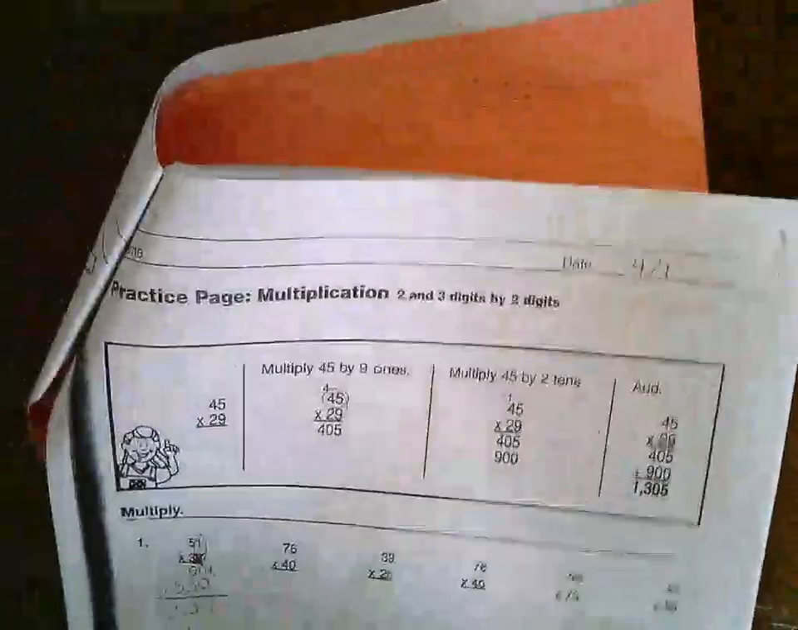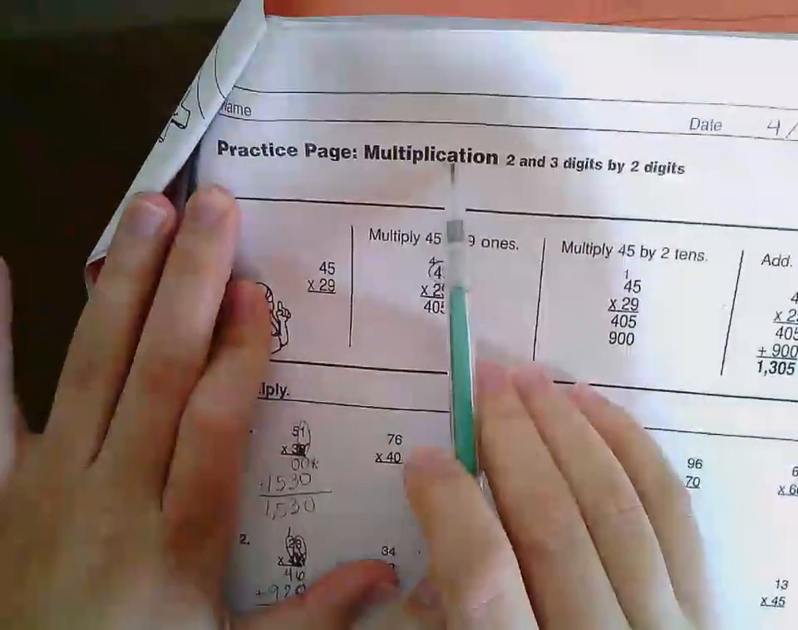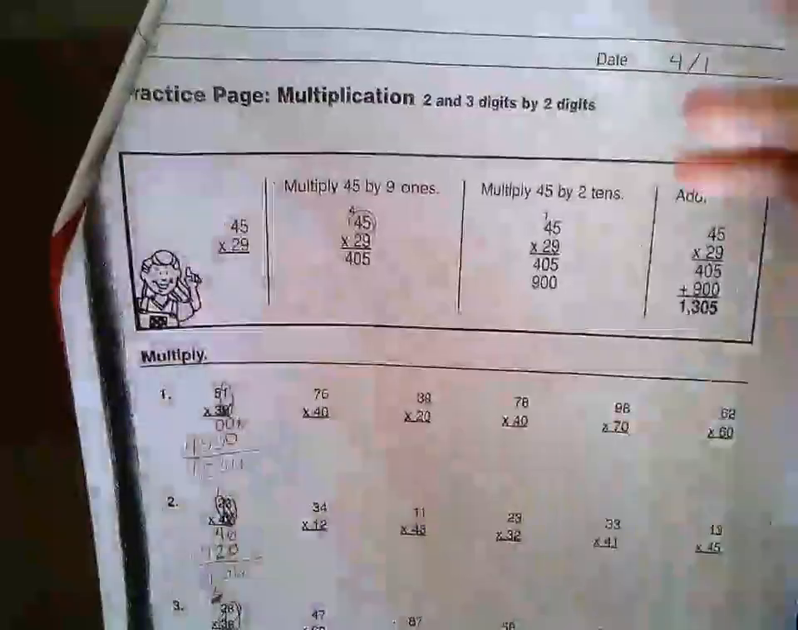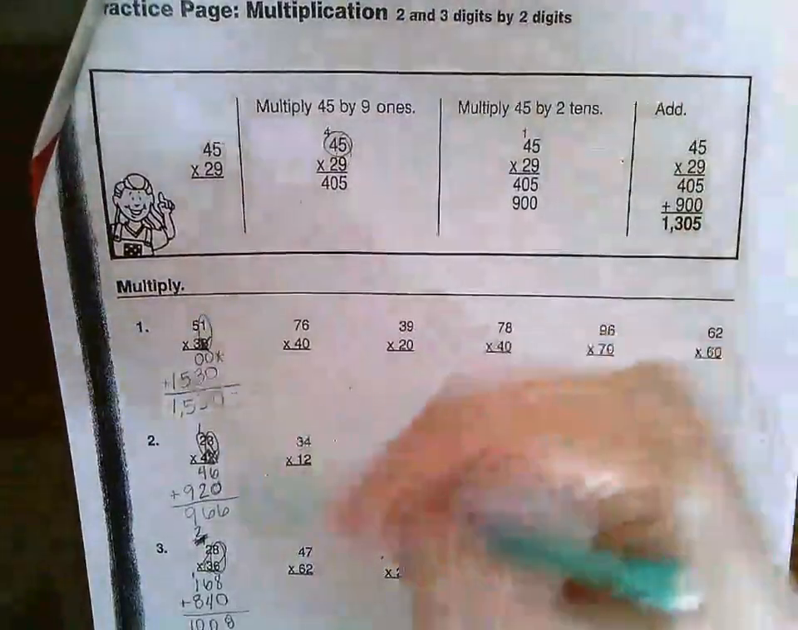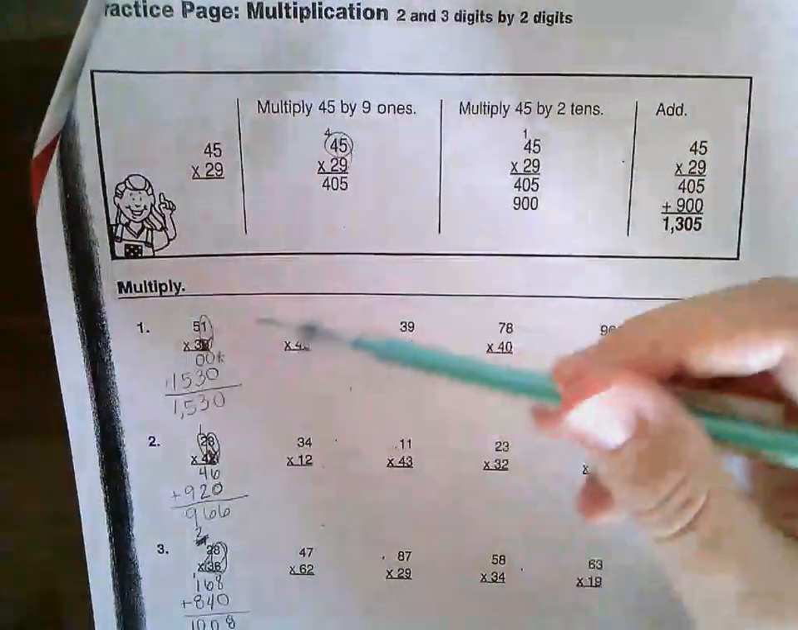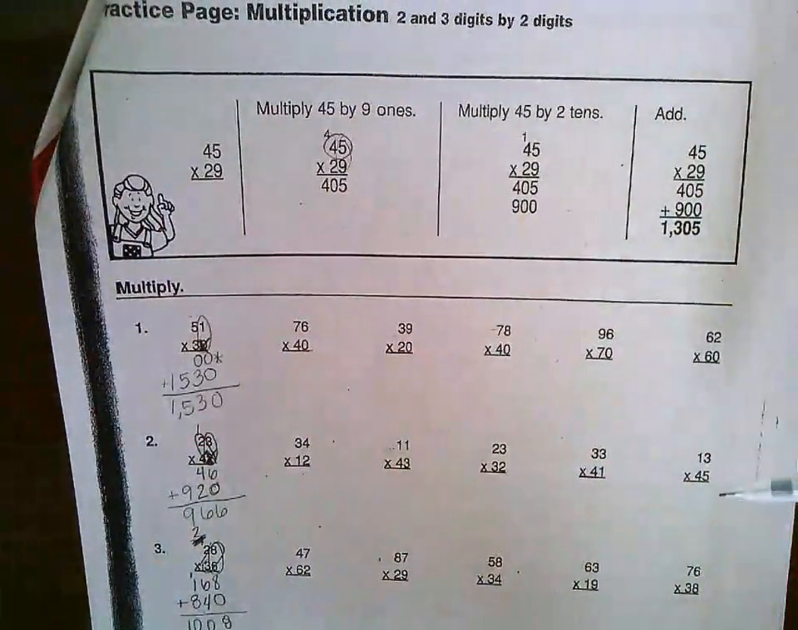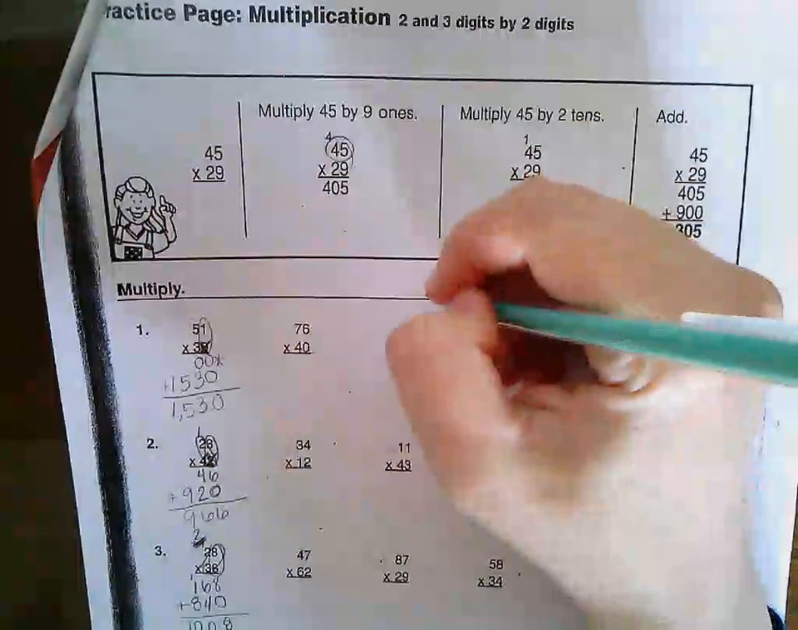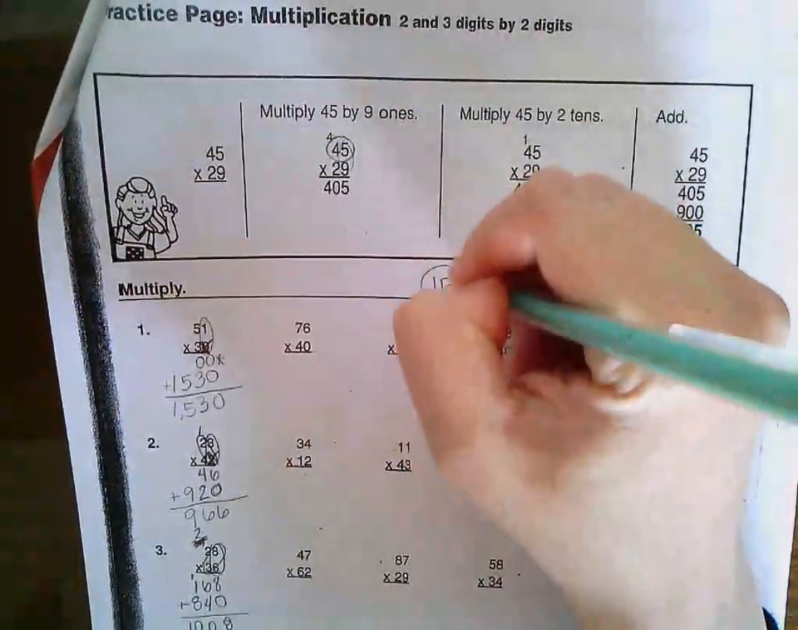It's that one with this kind of pinkish peach color. And we are on page, at the bottom it says 65, but it's not the 65th page. It says practice page multiplication, 2 and 3 digits by 2 digits. And so we're going to get started on this. Let's see, there's 1, 2, 3, 4, 5, 6, 24. I want you to do 15 problems on this side.